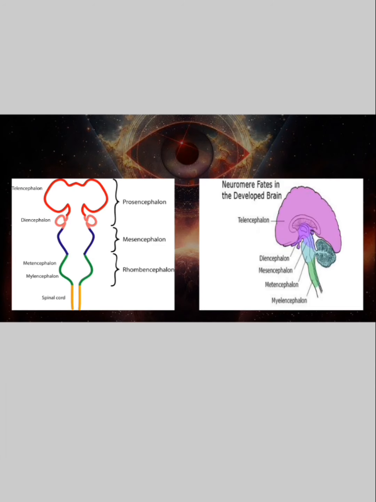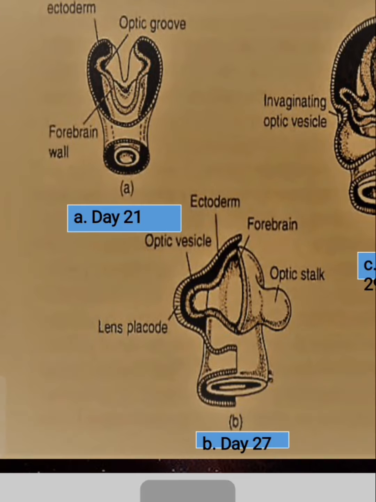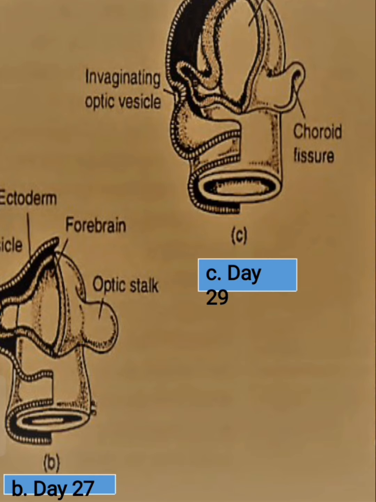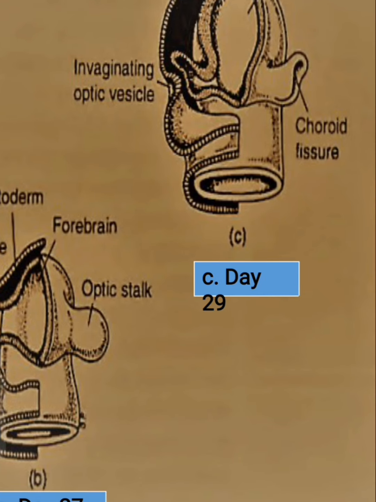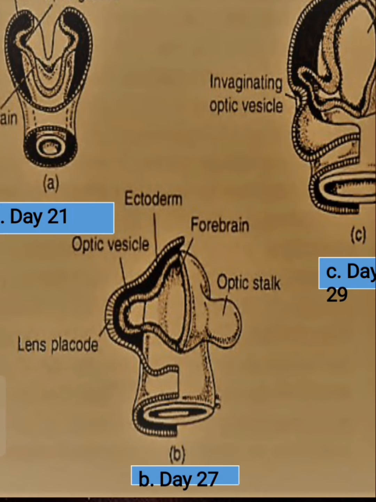So the eye develops from the anterior-most portion of the neural plate, which is prosencephalon. On the lateral sides, anteriorly, the prosencephalon or the forebrain wall shows optic grooves on both sides. These are the optic grooves. They enlarge and grow laterally forwards to form optic vesicles. These are the optic vesicles. And the proximal portion of the optic vesicle narrows down to form the optic stalk on both sides.